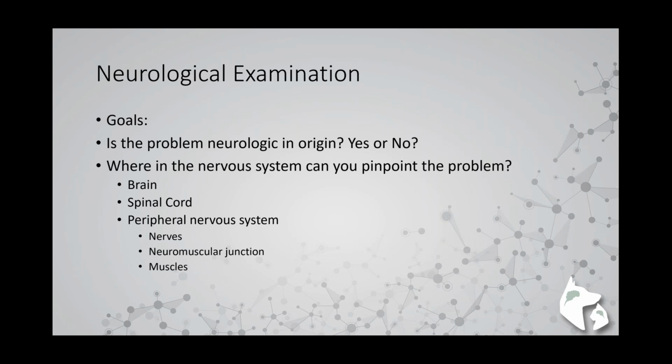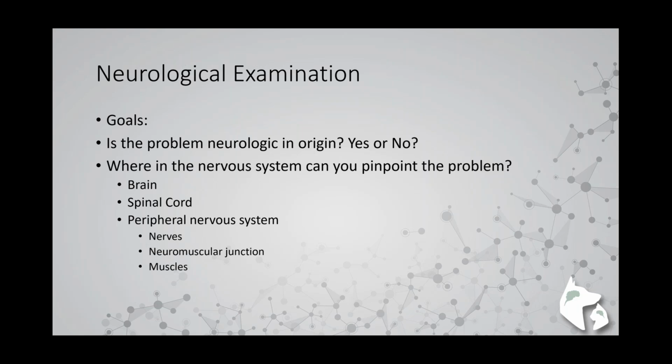All right. So the neurological exam, we have some big goals that we're trying to achieve when we do this exam. And the big one is: is the problem that this patient is exhibiting neurologic in origin, yes or no? So is the nervous system truly dysfunctional? Because there can be a lot of things that make a dog sick or depressed or not completely normal, but may not necessarily be neurologic. So we want to test that nervous system and make sure that it's functioning appropriately.